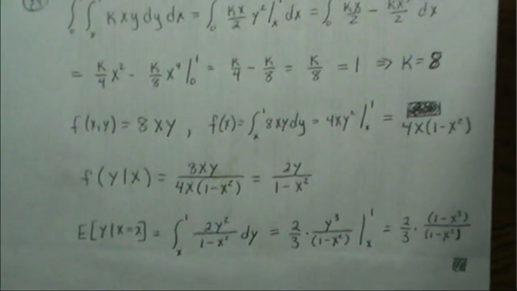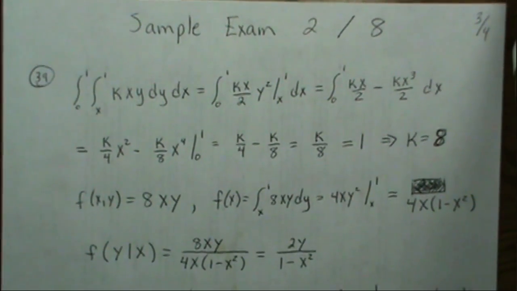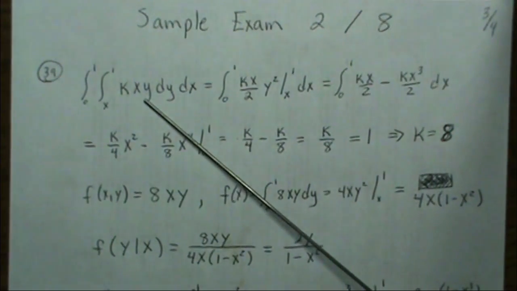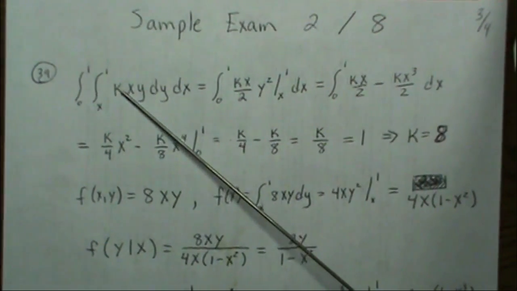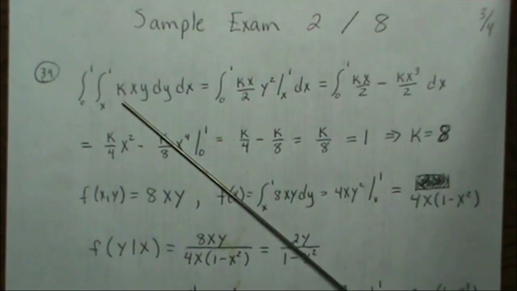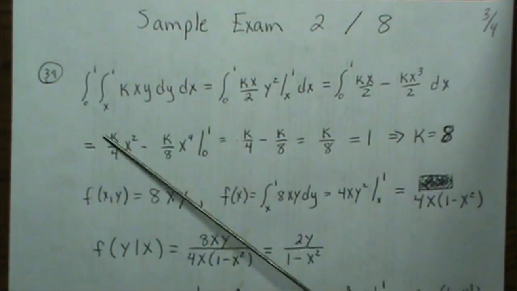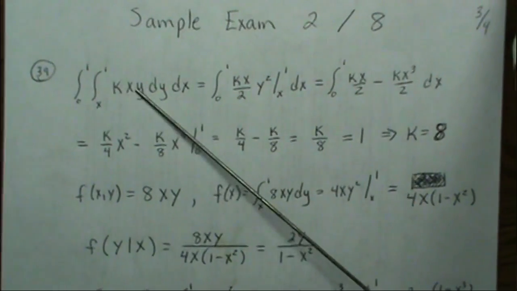So here, problem 39, we are given a density proportional to xy, so we have to find that proportionality constant that makes it equal 1. So we integrate over the whole region, and this should equal 1.